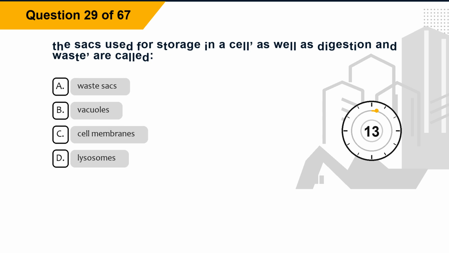Question 29. The sacs used for storage in a cell, as well as digestion and waste, are called: Option A, waste sacs.